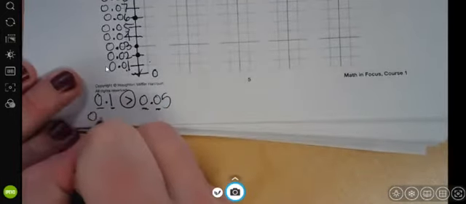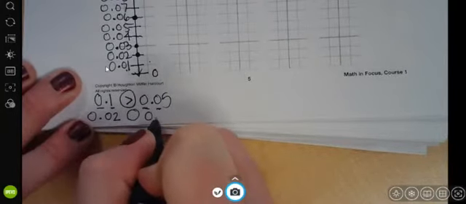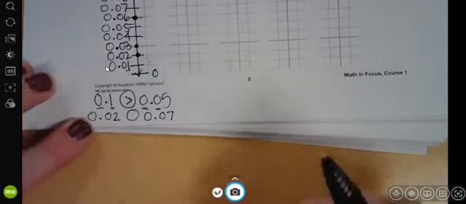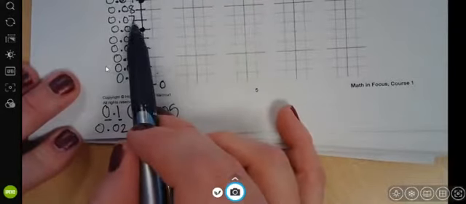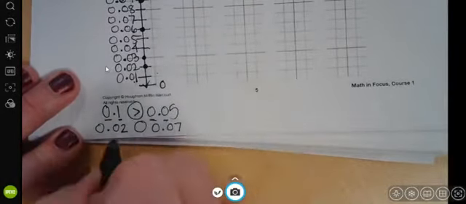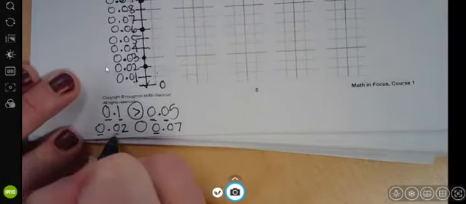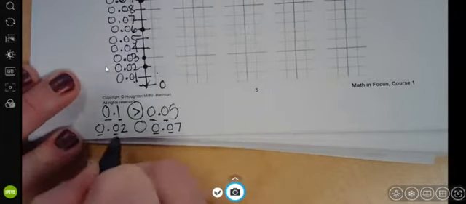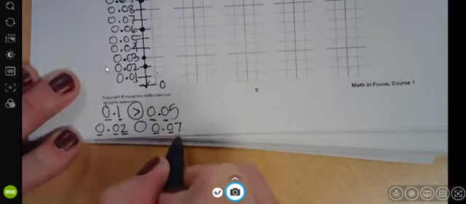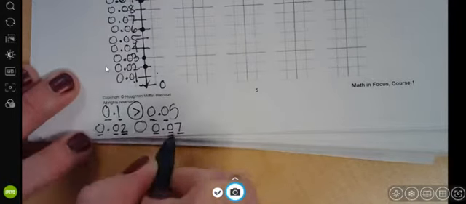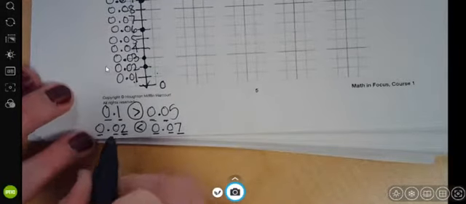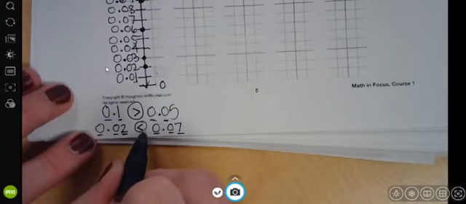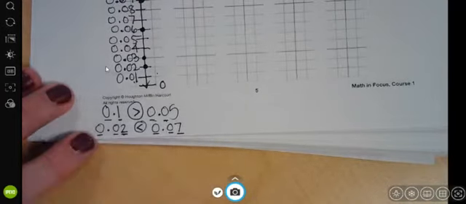And then the next problem says, is 2 hundredths greater than or less than 7 hundredths? When you say it, hopefully you start to realize you can look on your number line and 7 is above the 2. You can also compare the place value. The 0 in the ones place is the same. The 0 in the tenths place is the same. You go to the hundredths place, and 2 is less than 7. So 7 hundredths is greater than 2 hundredths. So I would read this as 2 hundredths is less than 7 hundredths.